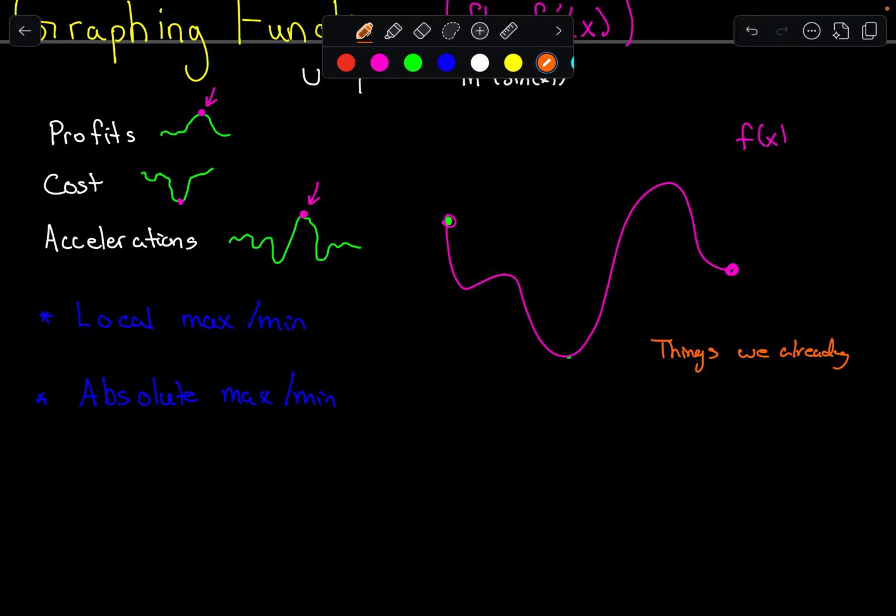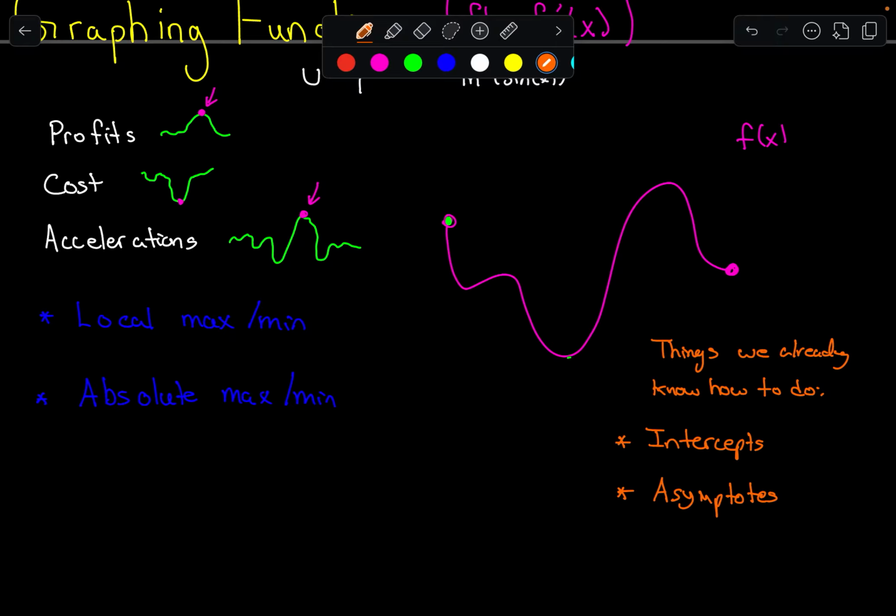Things we already know how to do, right? So for instance, we know how to come up with intercepts, right? That helps us graph things. What else do we know how to do? Maybe we know a bit about asymptotes, right? We have vertical asymptotes, and we also have horizontal asymptotes. Those things can help us sketch a graph.